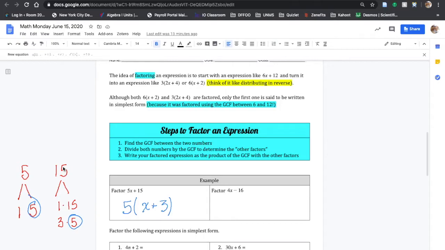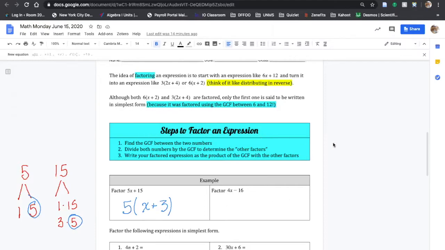All right. Now, if I wanted to test that out, I would try distributing, right? I would say 5 times x gets me 5x, 5 times 3, 15. So this here is the factored form of this, and you can check your work by just trying to distribute it. Now, let's say I try the same thing over here.